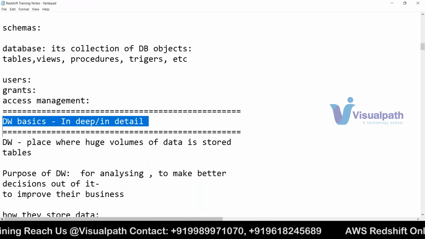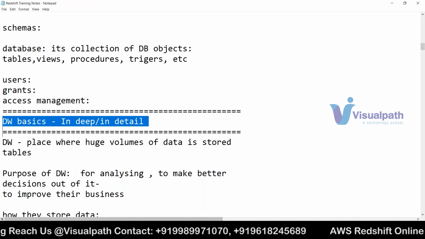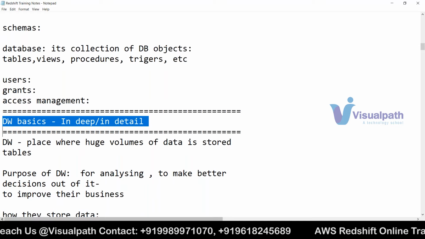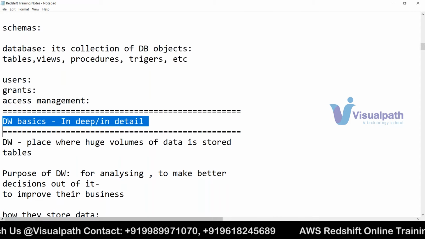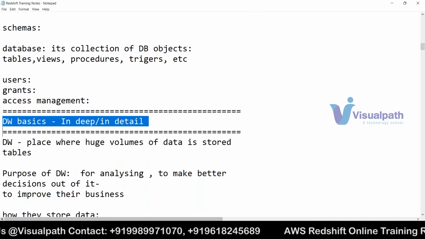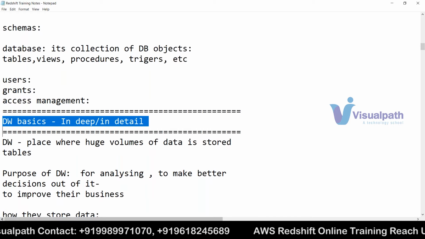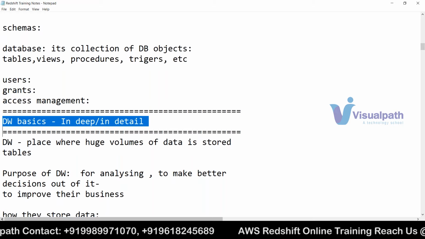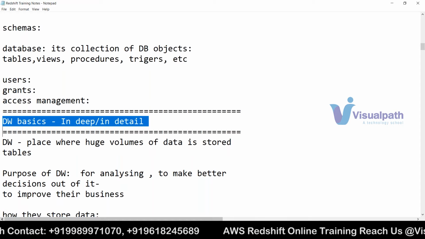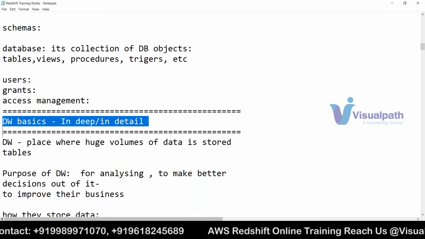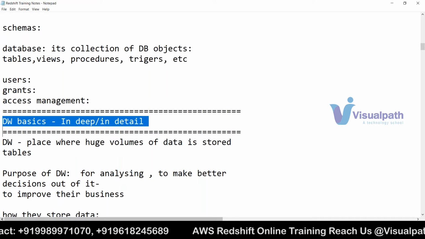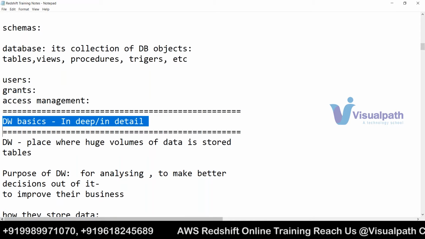Okay, so in general, what is a warehouse? It's the place where huge volumes of data are stored. Similarly, if you go to, for example, a shoe shop, or any shop, and you select a particular dress or shoe or slippers or whatever it may be, they will say, sir, the item is there in the godown.